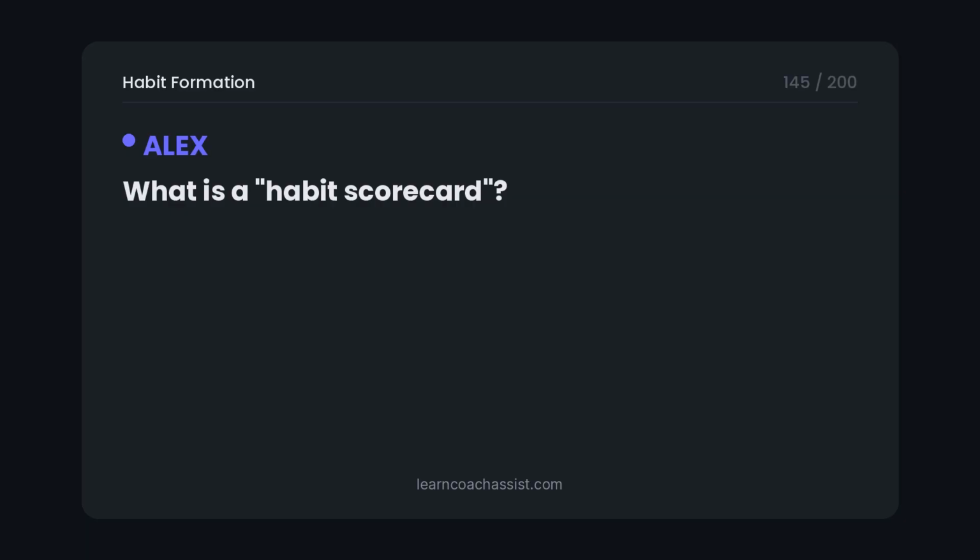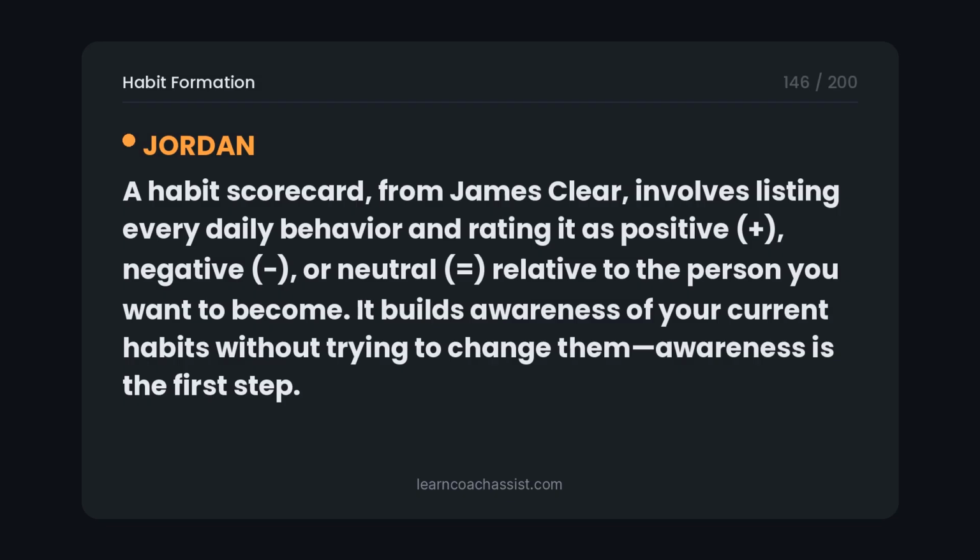What is a habit scorecard? A habit scorecard, from James Clear, involves listing every daily behavior and rating it as positive (plus symbol), negative (minus), or neutral (equal sign) relative to the person you want to become. It builds awareness of your current habits without trying to change them. Awareness is the first step.